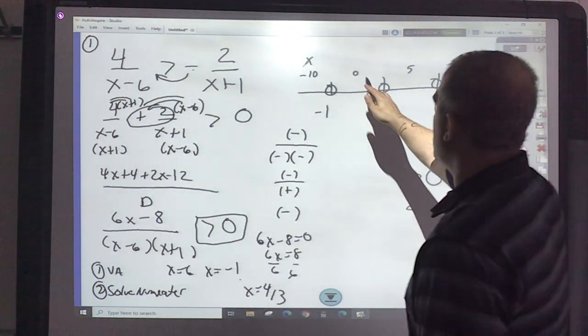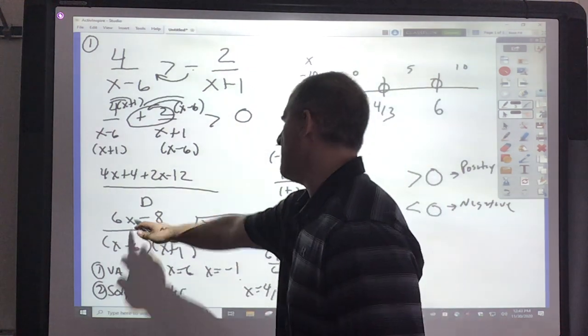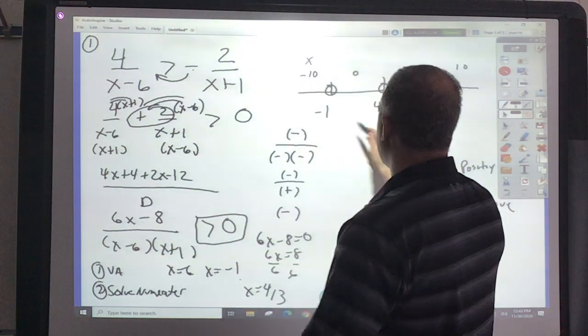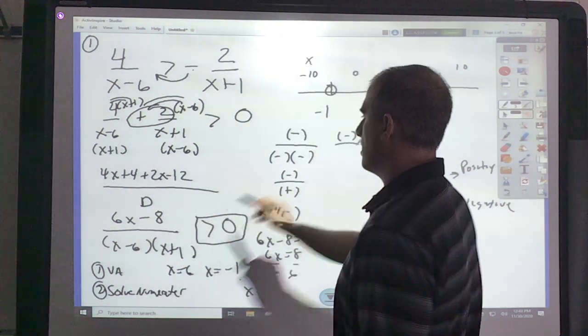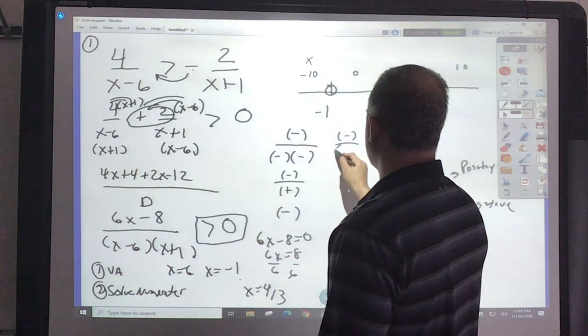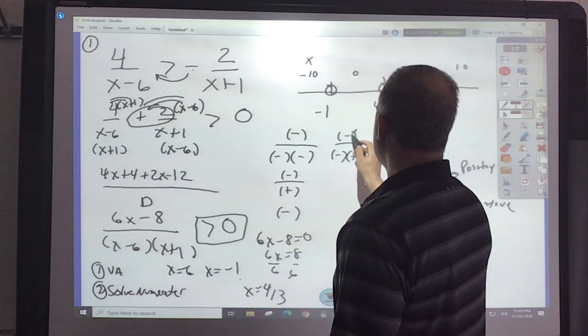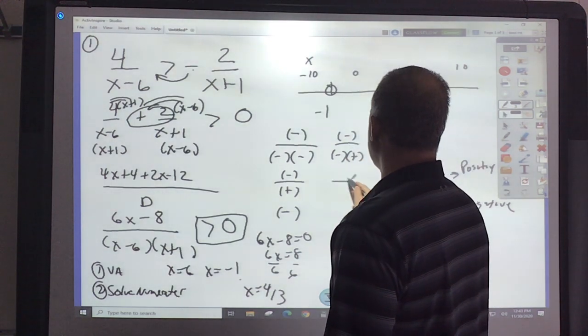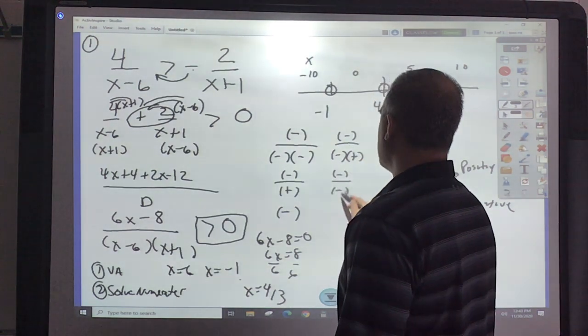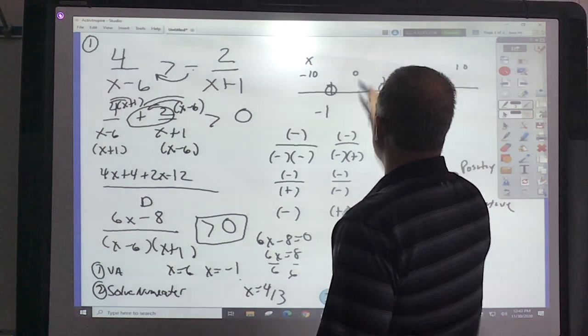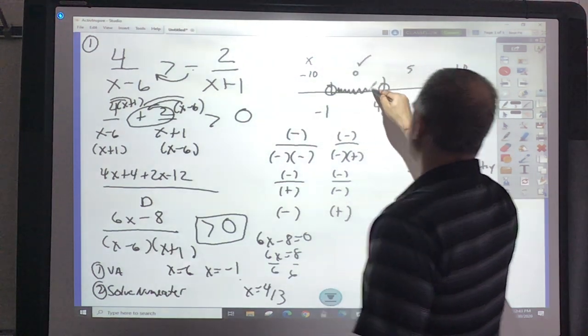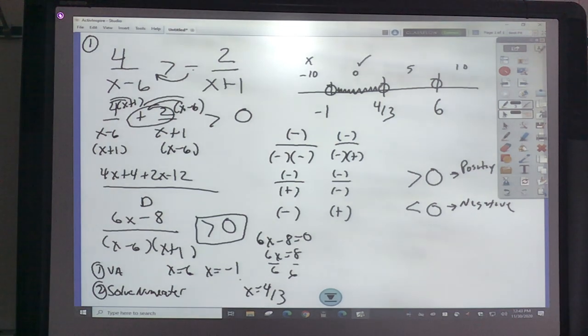So let's put in 0. 6 times 0 is 0, minus 8 is a negative number. 0 minus 6 is also a negative number. 0 plus 1 is a positive number. A negative and a positive is a negative. A negative divided by a negative is a positive result. So this is good. That area is okay.